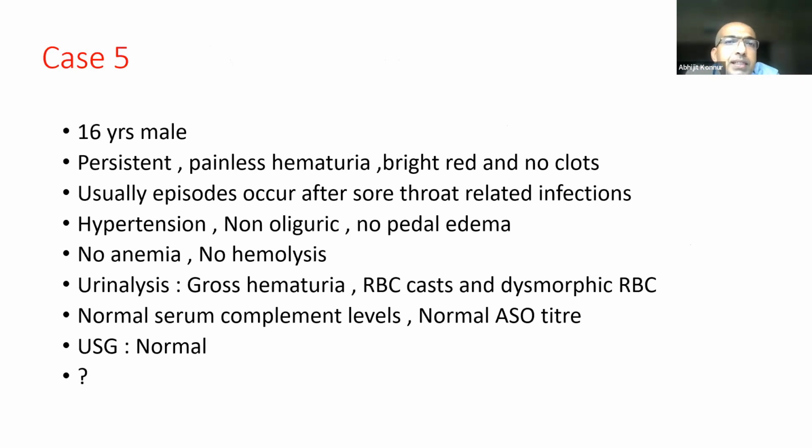Case 5 is of a 16-year-old male who presents with painless hematuria, which is bright red and no clots. They are usually episodes that occur after sore throats. There's presence of hypertension, non-oliguric, and there's no pedal edema, there's no anemia, no hemolysis, and urine shows gross hematuria. There's presence of RBC casts and dysmorphic RBCs. His complement levels were normal. His ASO titer was normal. And his ultrasound shows no stones, no urological cause for hematuria. What are we dealing with here?